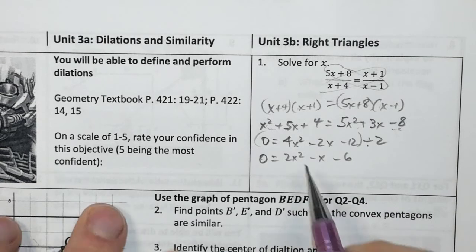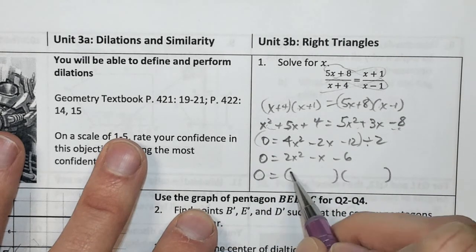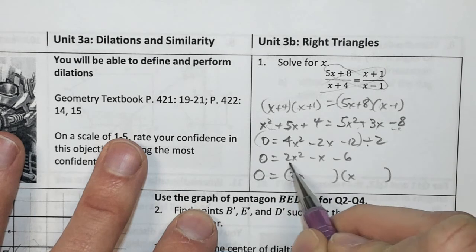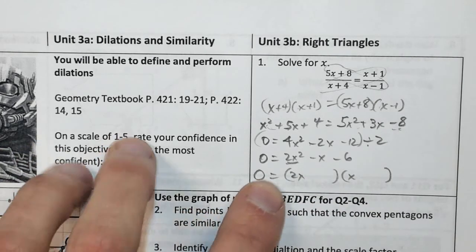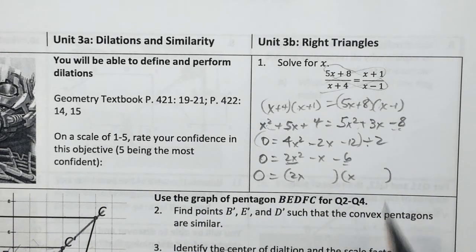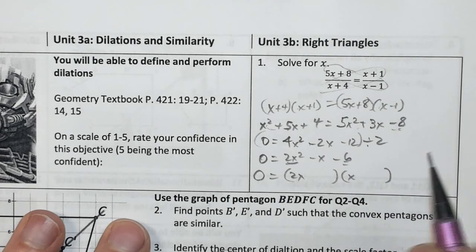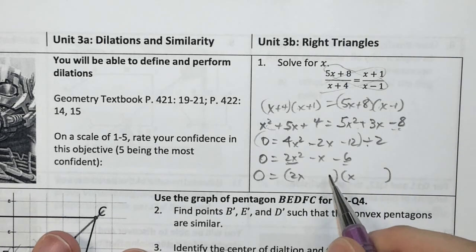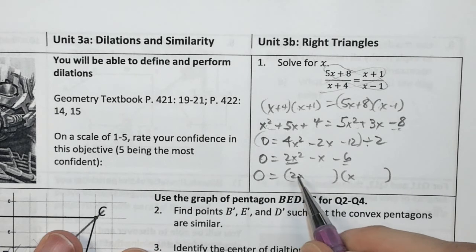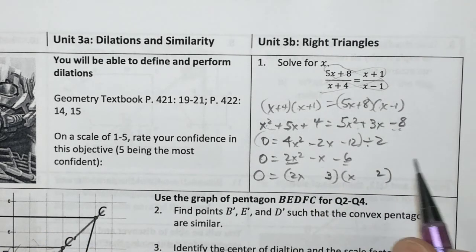Now I'm going to try to factor it. This has to be a 2x and an x, because those are the only two things that can multiply up to 2x squared. Now I have some choices for the 6. I got either a 2 and a 3 or a 1 and a 6. I'm going to try a 2 and a 3, but I can't put a 2 in this first set of parentheses because there's already a 2 in there. So I'll put a 3 here and a 2 here. Let's see if that works.